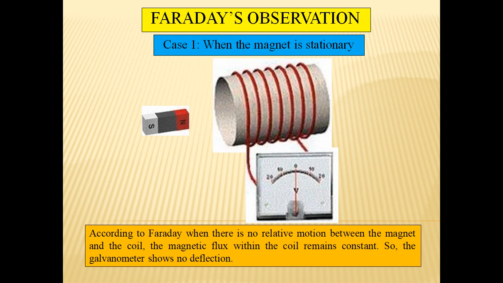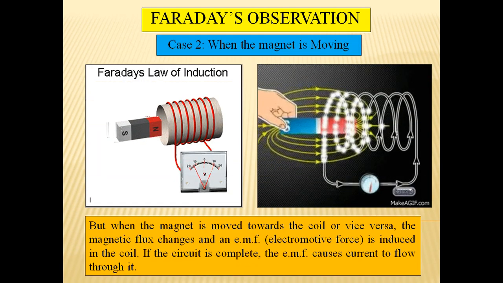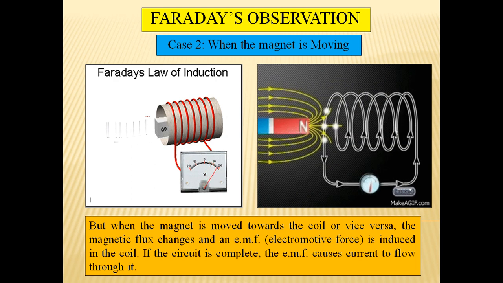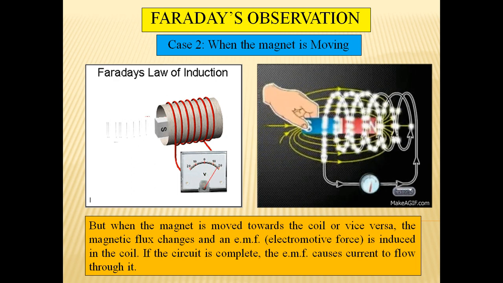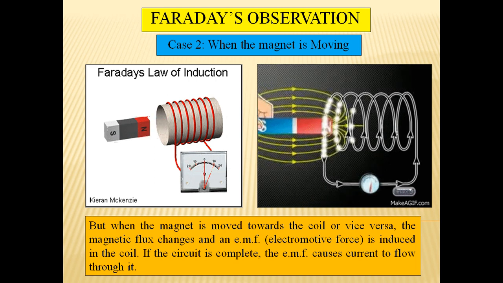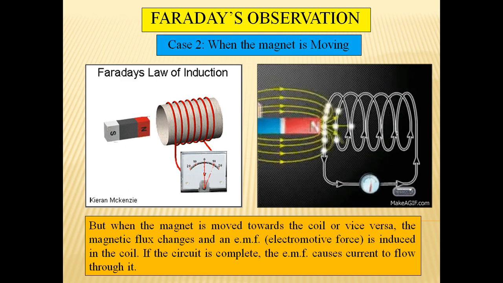According to Faraday, when there is no relative motion between the magnet and the coil, the magnetic flux within the coil remains constant, so the galvanometer shows no deflection. But when the magnet is moved towards the coil or vice versa, the magnetic flux changes and an EMF is induced in the coil. If the circuit is complete, the EMF causes current to flow through it.